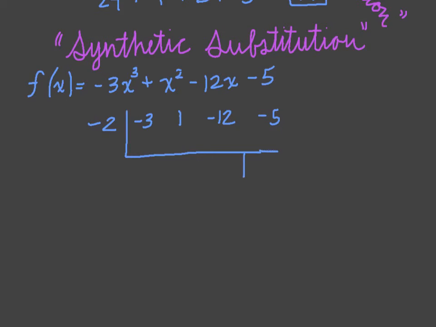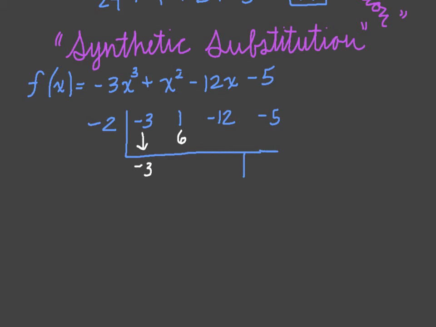Okay, so here's the routine that we do every time, and I have it written down for you. Step 1, bring down. By bring down, I mean bring down this first term, -3. You're just going to write it down here on the bottom line, and then you're going to multiply this -3 by this -2. So -3 times -2 is +6.